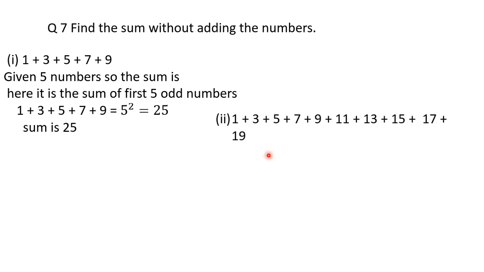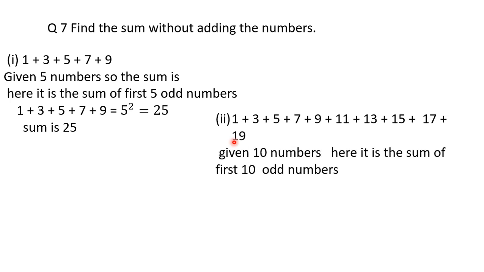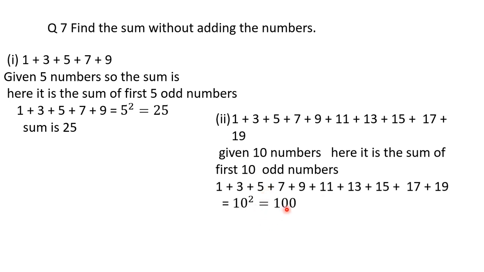Let's do one more. 1 plus 3 plus 5 plus 7 plus 9 plus 11 plus 13 plus 15 plus 17 plus 19. Now how many numbers are here? 1, 2, 3, 4, 5, 6, 7, 8, 9 and 10. That means the sum of 10 odd numbers we had to find. So what we'll do? As there are 10 numbers, we place the power of 10. So 10 square will be 100. So we can say the sum of these 10 odd numbers is 100.